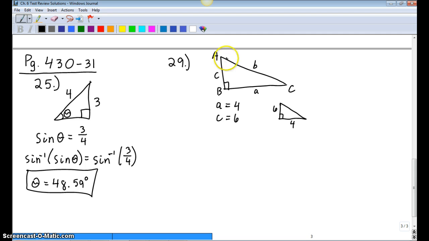So let's say we're looking for angle A. So in that case, our theta, from there at angle A, we know the opposite and the adjacent, which goes with our tangent. So tangent theta is 4/6. So theta is the tangent inverse of 4/6.